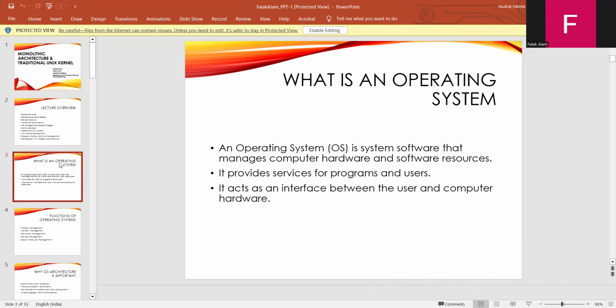Let us take an example. When a user opens an application such as a web browser or a text editor, the operating system handles many background operations that may include allocating memory, scheduling the CPU time, managing files and storage of the device, and communicating with the hardware devices.